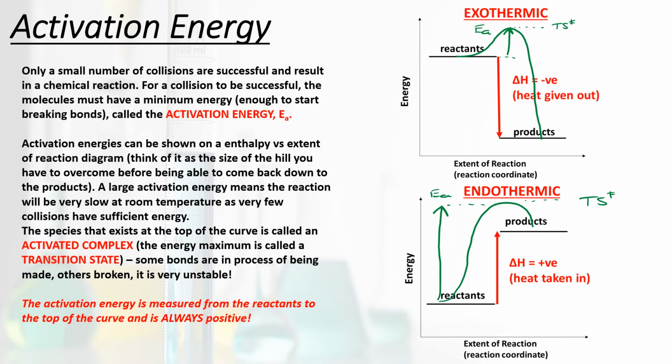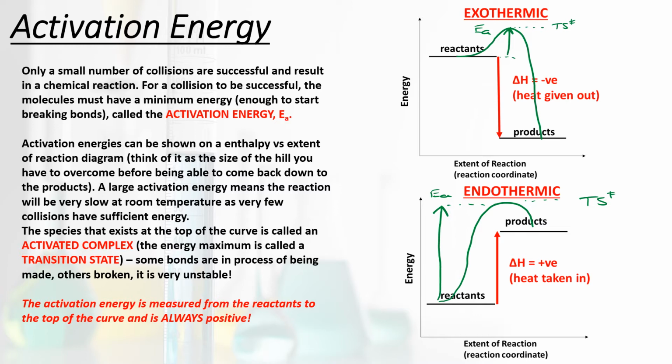So as we said previously, only a small number of collisions are actually successful and result in a chemical reaction. We said that for a collision to be successful, the molecules must have enough energy to start breaking bonds, and they must collide in the correct orientation. Now we can think about this energy bit a bit more. So the molecules must have a minimum energy enough to start breaking bonds, and this is called the activation energy, and it's given the symbol E subscript A.